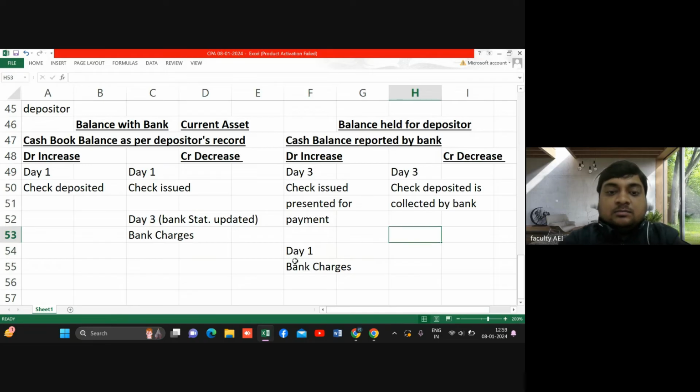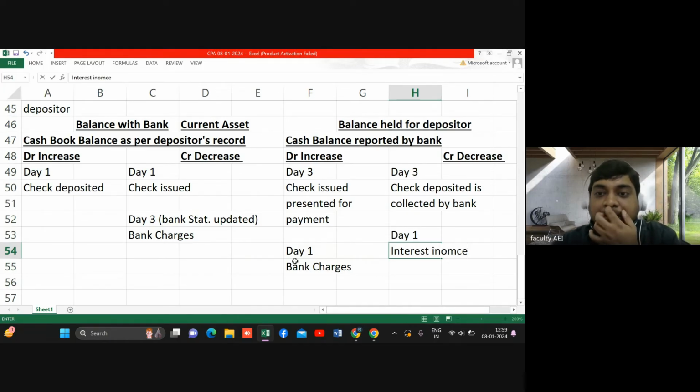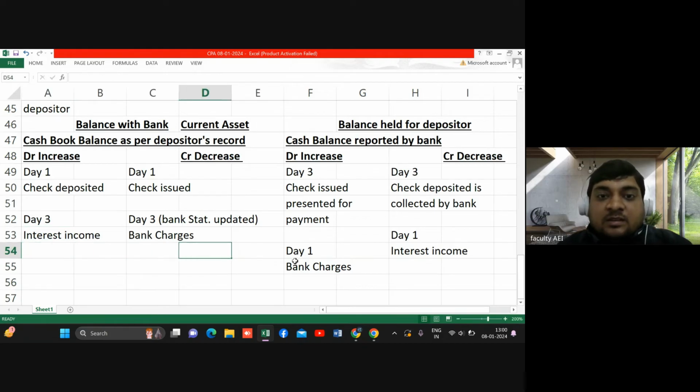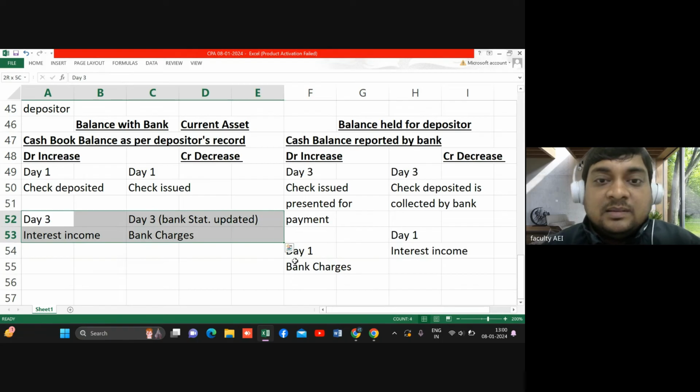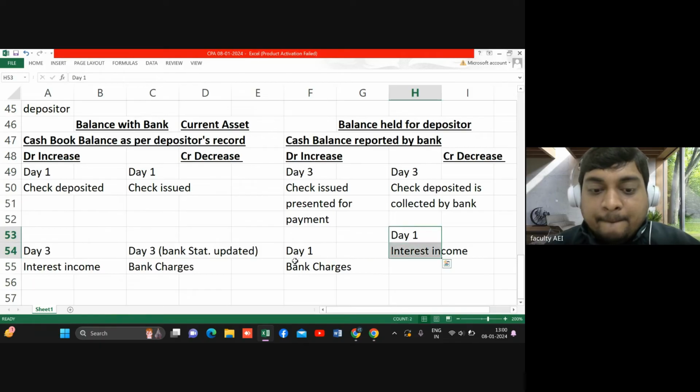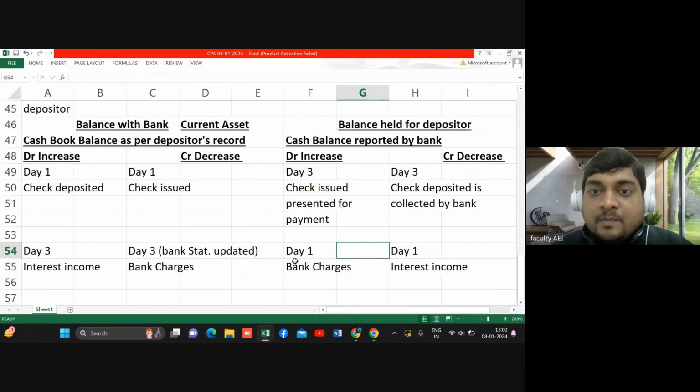Similarly, day one, interest income. So again, this I will come to know day three, interest income upon updation, right? So there is some timing difference. You can easily see that.